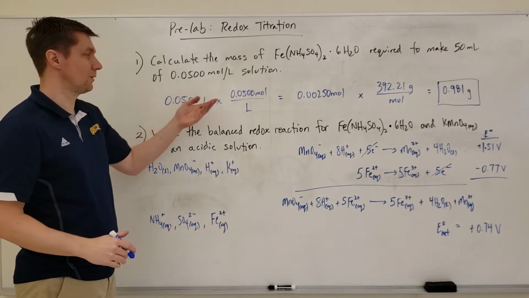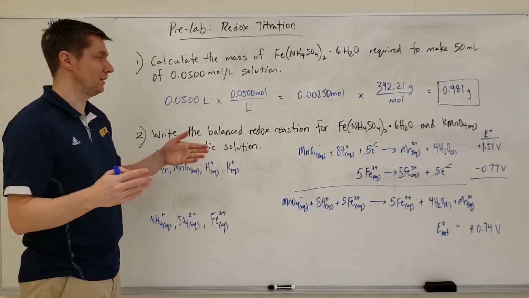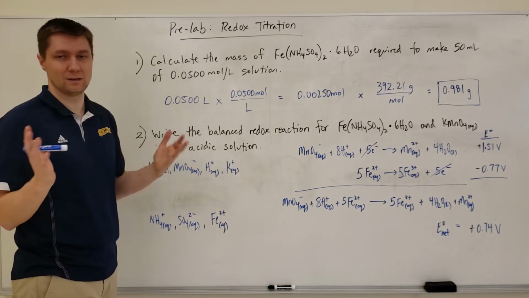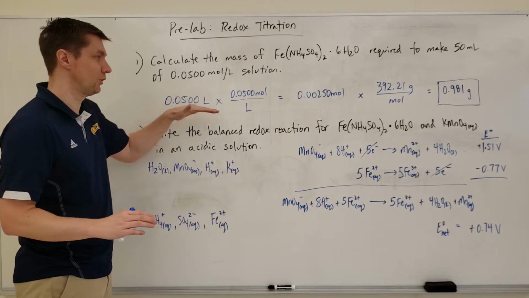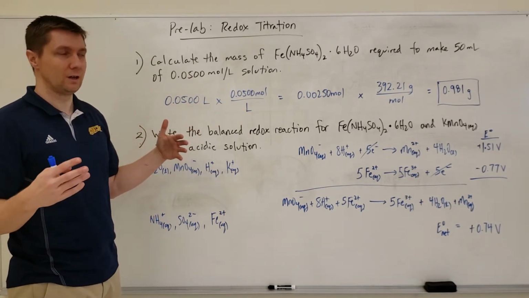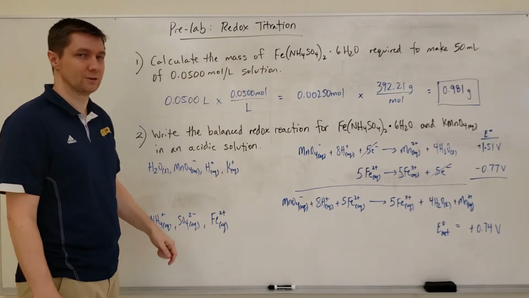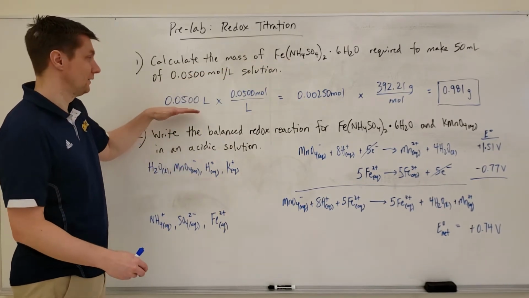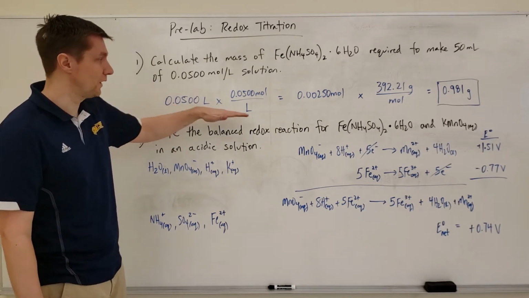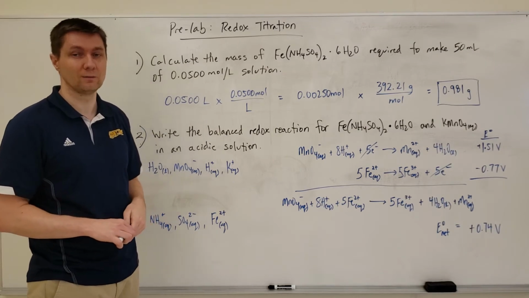Now you'll notice these two numbers are the same. That's merely coincidental. It was not that we took this number and made it this number. Those numbers are different. This is a volume, this is a concentration. We want to make a solution of iron 2 ammonium sulfate hexahydrate that's 50 milliliters in volume with a concentration of 0.0500 moles per liter.